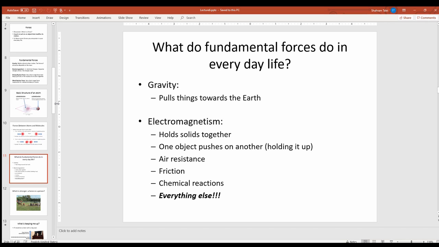And there are a lot of examples of fundamental forces in everyday life. Gravity pulls things towards the Earth. Electromagnetism holds solids together, and when one object pushes another object, we have electromagnetism. Air resistance is electromagnetism. Friction is an electromagnetic force. Chemical reactions are due to electromagnetic force, and basically everything else.